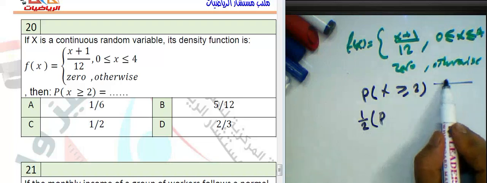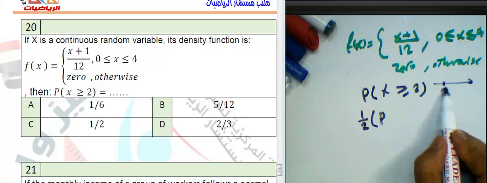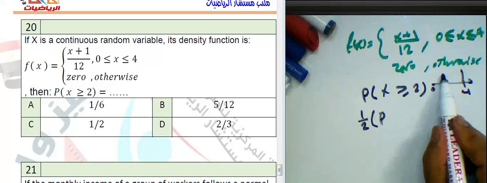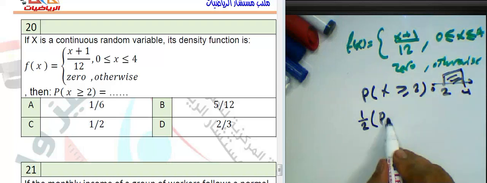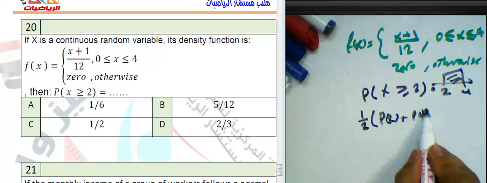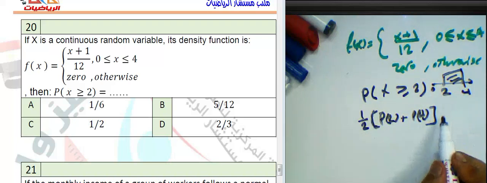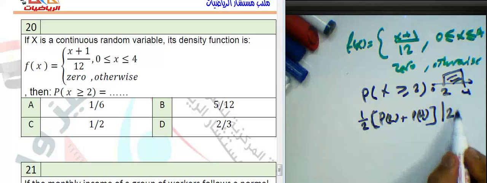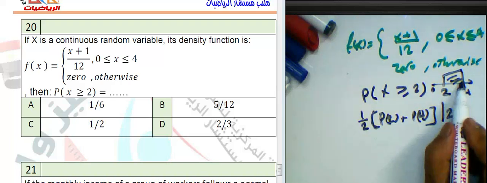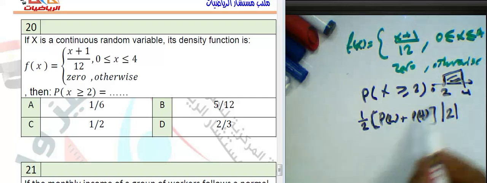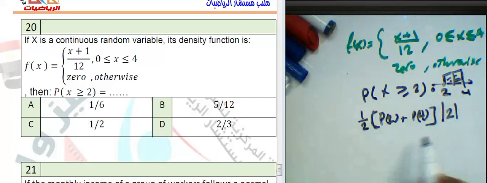Here, look at here. We have from 2 to what? To 4, because the interval is from 0 to 4. You want to find the area of the trapezium here: f of 2 plus f of 4, multiplied by the distance between them, which is 4 minus 2 equals 2. It's the height. We take the median of the bases, multiplied by the height. We can cancel half by half.